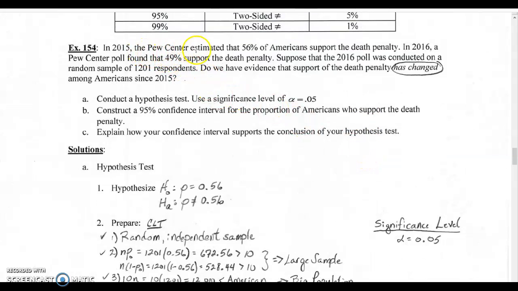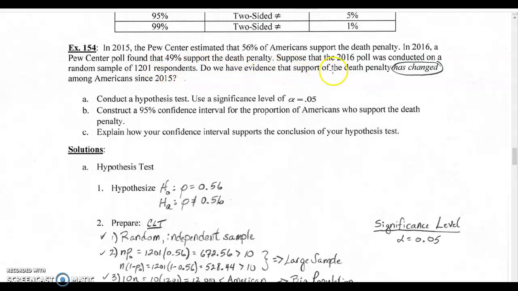In 2015, the Pew Center estimated that 56% of Americans support the death penalty. So this is information from the past, so we're assuming that p, the population proportion, is 0.56. In 2016, a Pew Center poll found that 49% support the death penalty. So later, we see that it's less, right? And so our alternative hypothesis that we think this data might be able to show us is that p is less than 0.56.